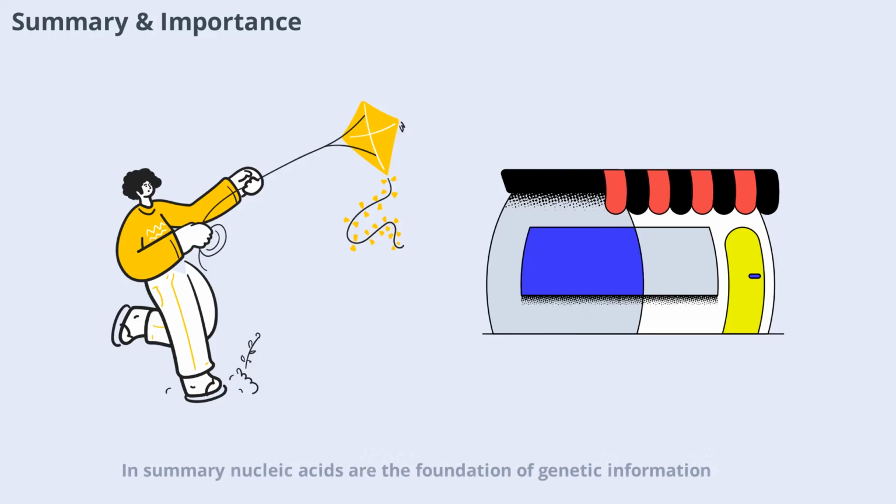In summary, nucleic acids are the foundation of genetic information. DNA and RNA work together to store, transmit, and express the instructions for life. Understanding their structure and function is essential for grasping the principles of genetics, evolution, and cellular biology. These molecules connect the microscopic world of molecules to the macroscopic traits we observe in living organisms, highlighting the unity and diversity of life.